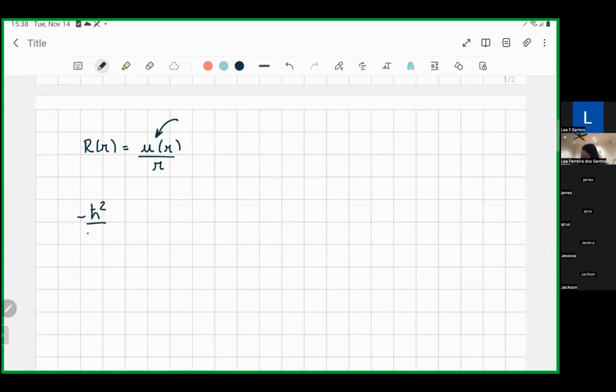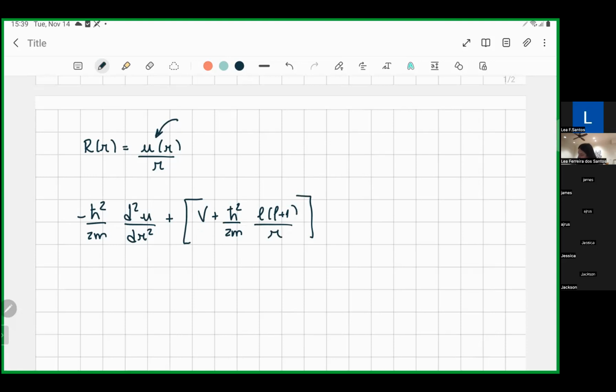Minus h bar squared over 2m, second derivative of U. This reminds us of the kinetic energy term of the old Schrödinger's equation that we had. Then comes the potential. So here we have the V, the potential, but also some extra terms here. This h bar squared over 2m, L times L plus 1 over R squared.